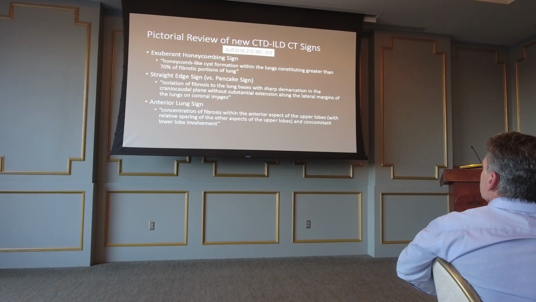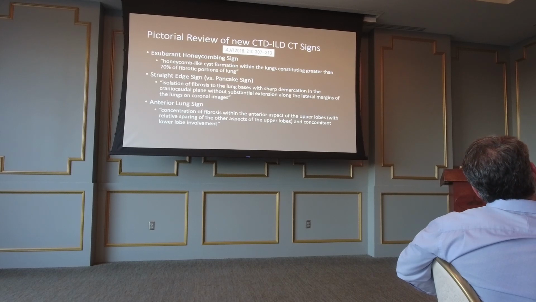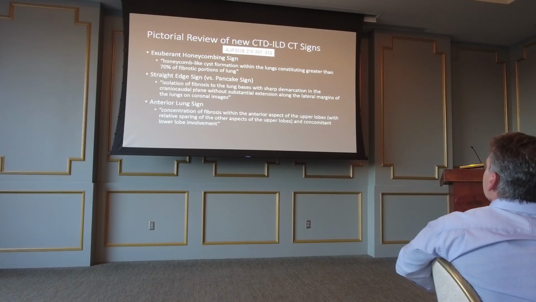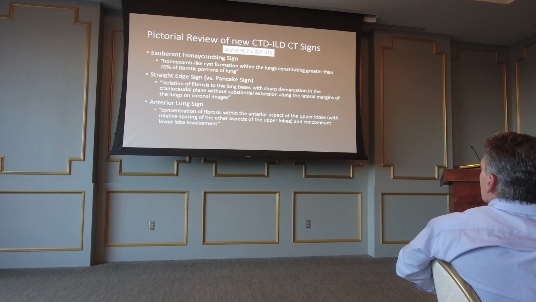disease. The second is a straight edge sign. This was actually a sign that was pointed out by Jeff Swigris at National Jewish, and he called it the pancake sign. And the reason that it gets misapplied is because of that quick transition, but what we're really talking about is this very profound basilar predominance of fibrosis that has this straight edge to it on coronal. So it's just this very well-defined normal lung, boom, involved lung, collapse. So they're going to have very low lung volumes, and it's just going to collapse down. And we just happen to notice that it also produces a very straight edge. And by using all of these signs, we could show that they had significant differentiating features between IPF and the CTD-ILDs. Next is the anterior lung sign, and that is focal fibrosis in the anterolateral upper lobes.